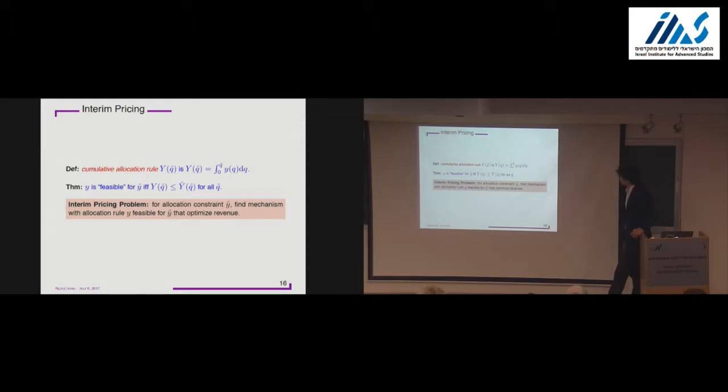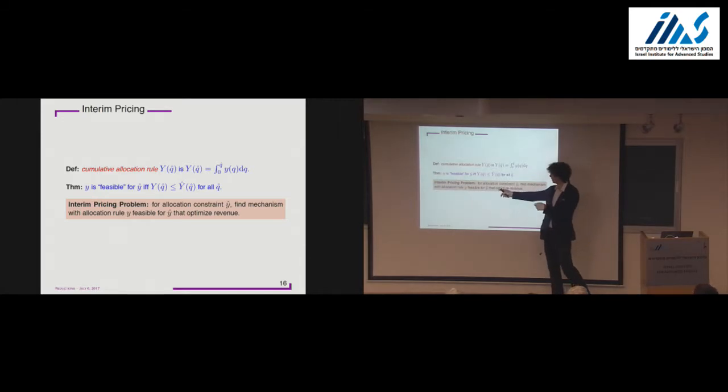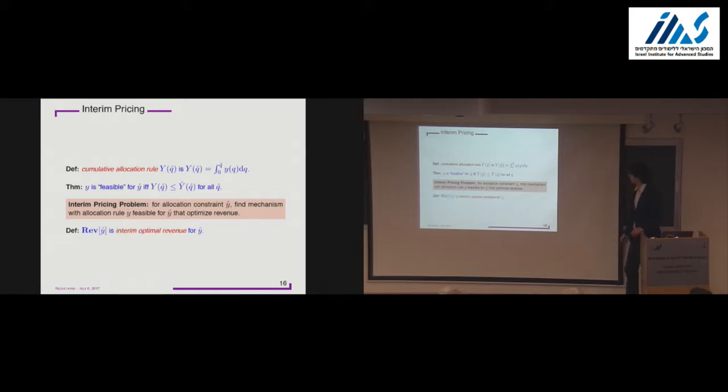So I'm going to define the interim pricing problem, if you want, it's just math, that's fine. I'm going to define it as follows. Given an allocation constraint y hat, find the mechanism of allocation rule y that's feasible for y hat that optimizes revenue. Okay, again, what are the variables here? Well, you get to choose how you optimize revenue for each quantile, and you also get to choose whether you want to be weaker than y hat in some way. One way you might want to be weaker than y hat is reserve price. You just throw out mass. Okay, reserve price, you will throw out mass that's lower, and that's one way to be weaker.